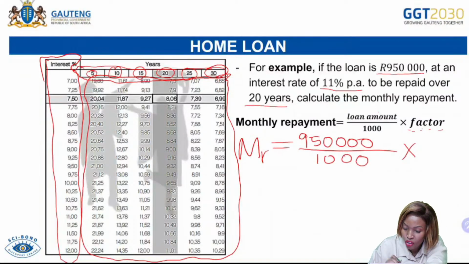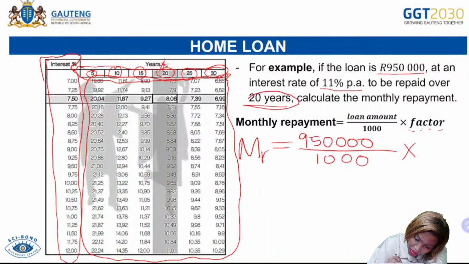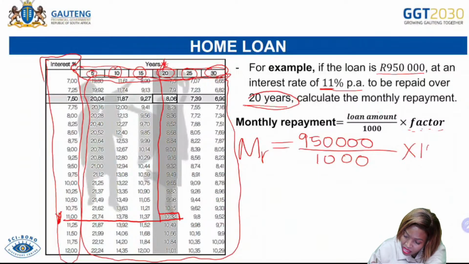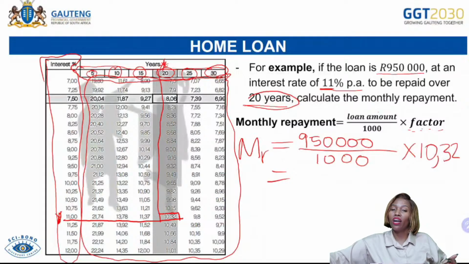What is the factor? You first ask yourself, what is our period? It is 20 years. So it means we are here at 20 years. And then what is the interest rate? It is 11%. Where is 11%? There is 11%. Then you will draw a line from 11% that takes you to 20 years. Then from 20 years, you draw a line that will touch 11%, meaning that our factor is 10.32. Then you say this multiplied by 10.32. And then you take out your calculator.